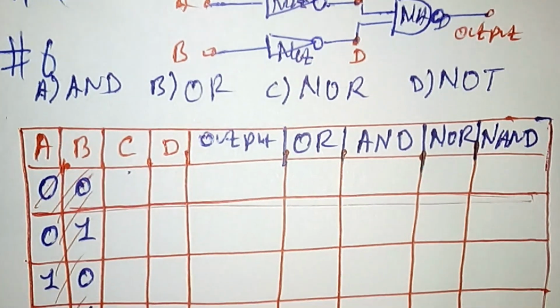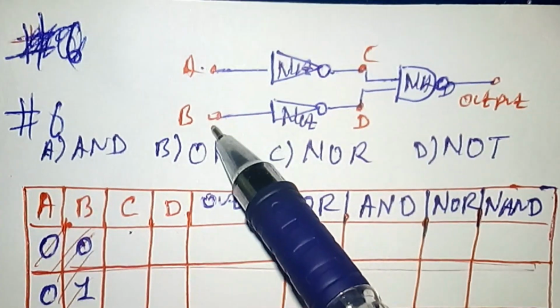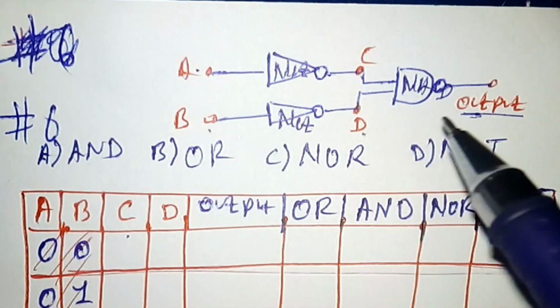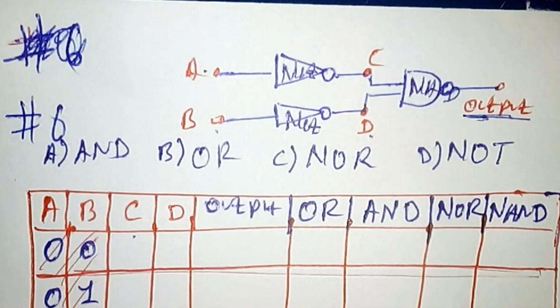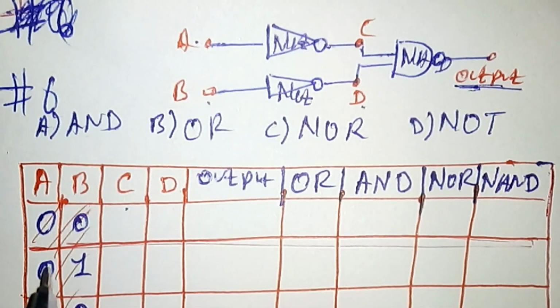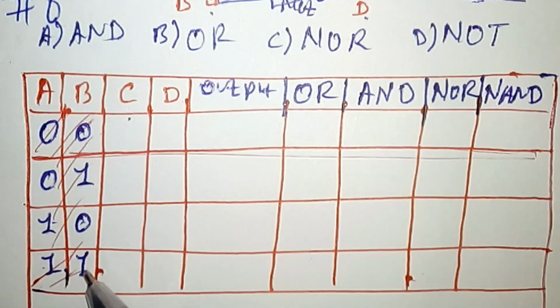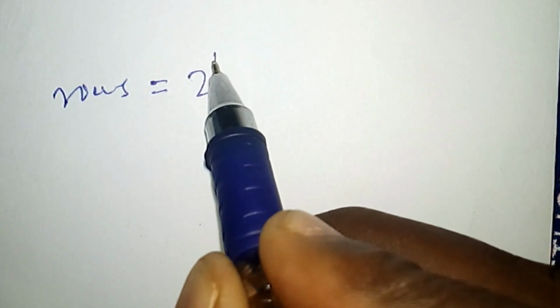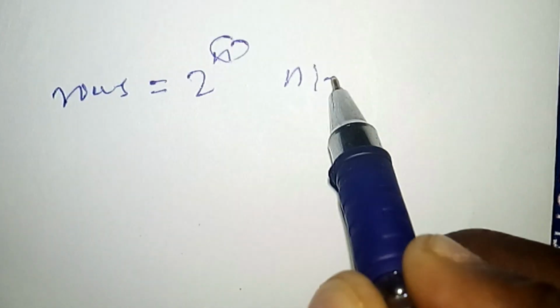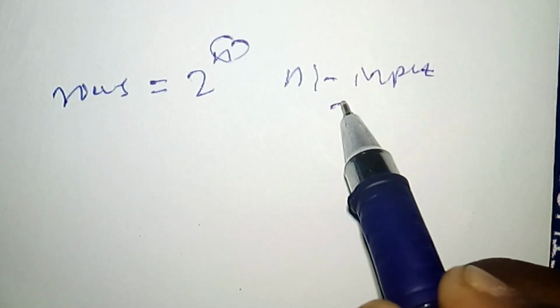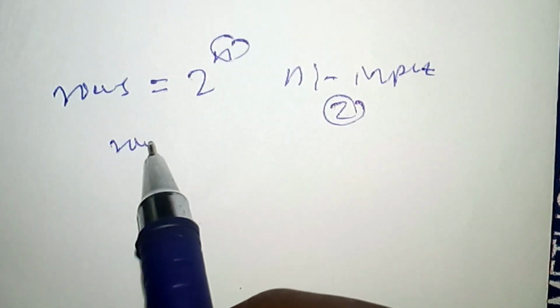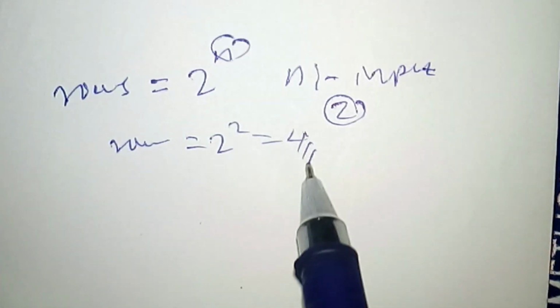This is the truth table. We take A as input 1, B as input 2, and this is the output from A and B. The resultant output is this one. If I do the truth table for this, you know that we have 2 inputs. If we have 2 inputs, our truth table must have 4 rows. That means we have 0 and 0, 0 and 1, 1 and 0, and 1 and 1. To determine how many rows we need, the number of rows is 2 to the power of n, where n is the number of inputs. Since we have 2 inputs, the number of rows is 2 to the power of 2, which is 4 rows.